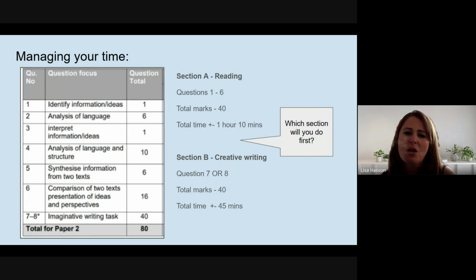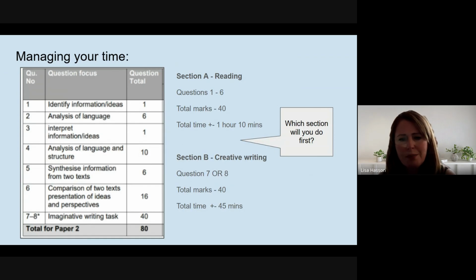In terms of the breakdown of the paper, you've got questions 1 to 6 on Section A, which are testing your reading and your comprehension. You've got 40 marks for that, and I would recommend you spend about 1 hour and 10 minutes on that part of the paper. I would also recommend that you do those questions in order, because there's a bit of a natural build up there. Question 1, you're dipping into text 1, and then question 2, you're analysing text 1 once you've become familiar with it, and then you do the same again for questions 3 and 4. Question 5, you're bringing together the information from both texts, and question 6, a more in-depth comparison.